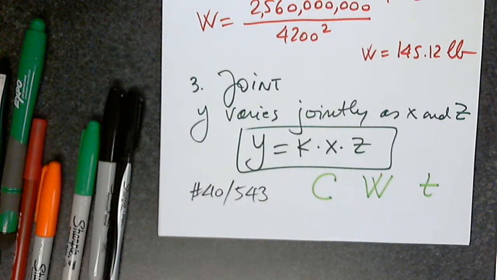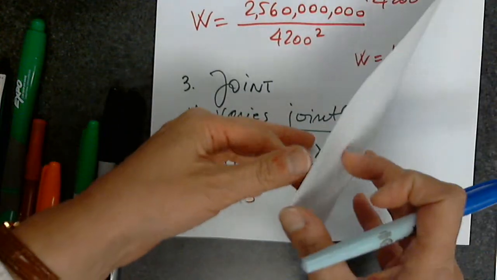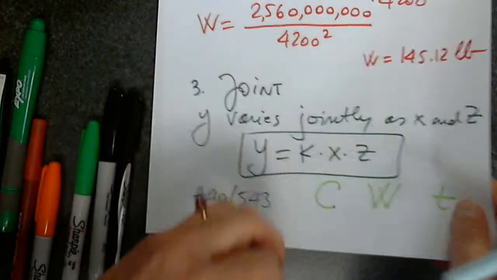You can come up with any variables you want. So I'm going to say C is cars, W is workers, T is time. So the problem says, one more time, the number of cars, so C varies jointly as W and T. What do I write? Which equation will model this situation?